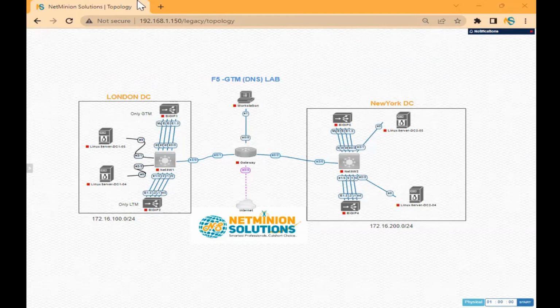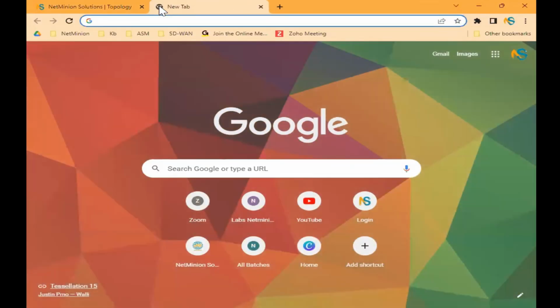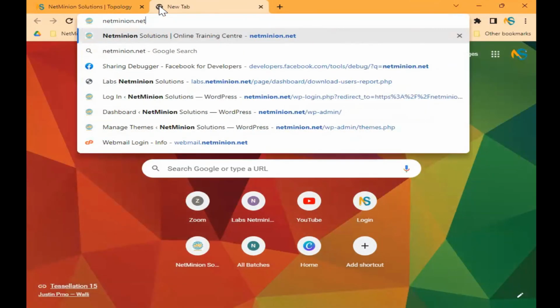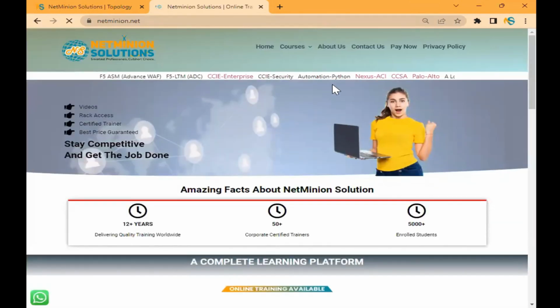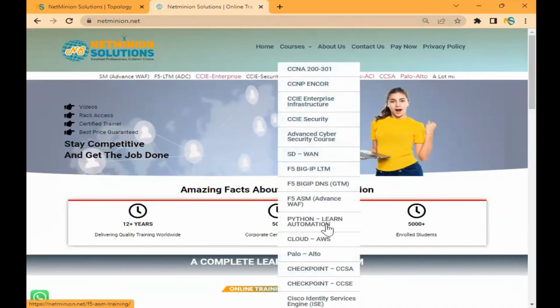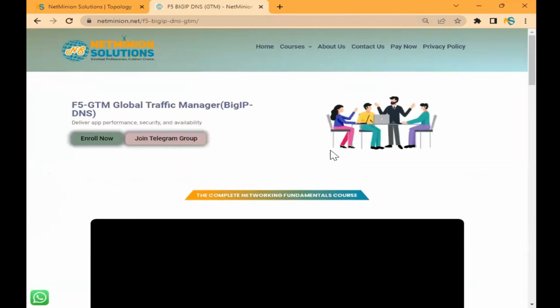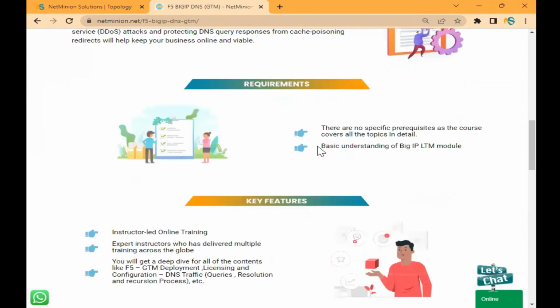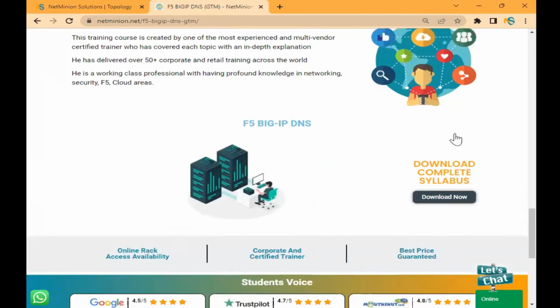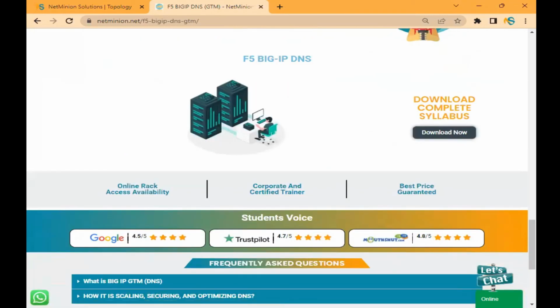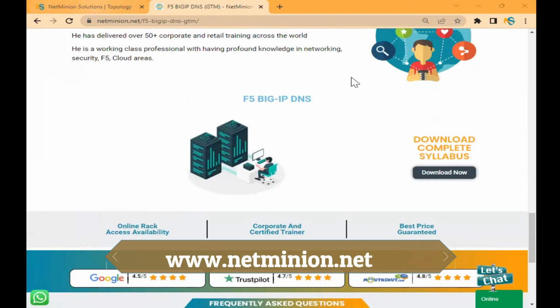If you would like to see the syllabus, please go to netminion.net. Just go to the courses, go to the various ones. Here it is, GTM. Just scroll down, click on the syllabus, and the syllabus will be available to you. So that is how end to end your batch will be covered.